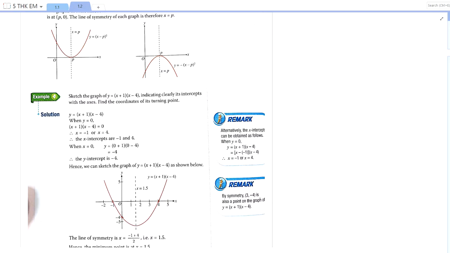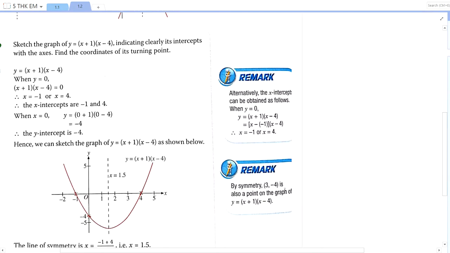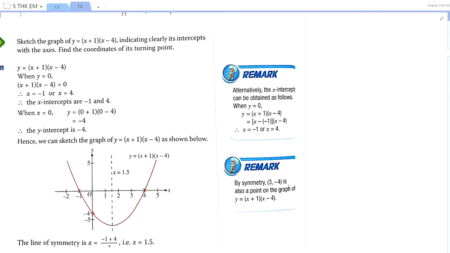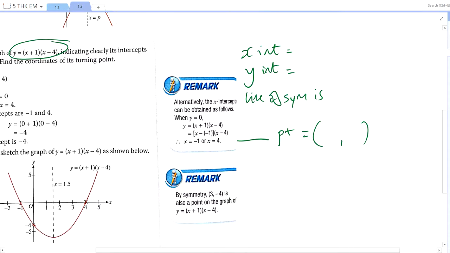So let's go to example 4. I will show you again my template in green color. So I require my x-intercept. I require my y-intercept. I require my line of symmetry, this, and I require the turning point equals open bracket, like that. Okay, so all these are the blanks I still need to fill in. Now, this is my equation. Can you tell me what is the x-intercept?